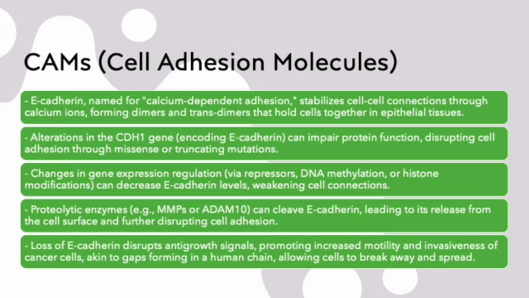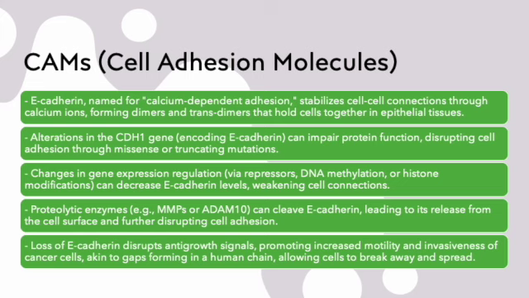And DNA methylation, the upregulation of this activity, is commonly associated with a lot of types of cancers with really poor prognosis. And then we have proteolysis, where proteolytic enzymes like matrix metalloproteinases or ADAM10 can cleave E-cadherin, leading to the release of its extracellular domain.